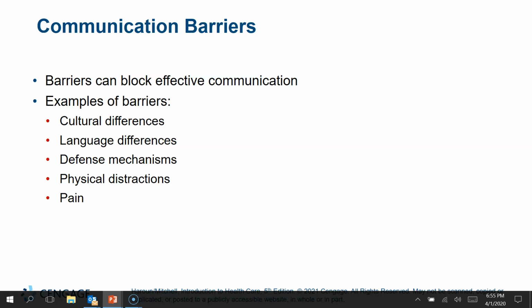Defense mechanisms we are going to talk about in detail when we hit chapter 15, because those are things that you need to be aware of, and we do these every day.